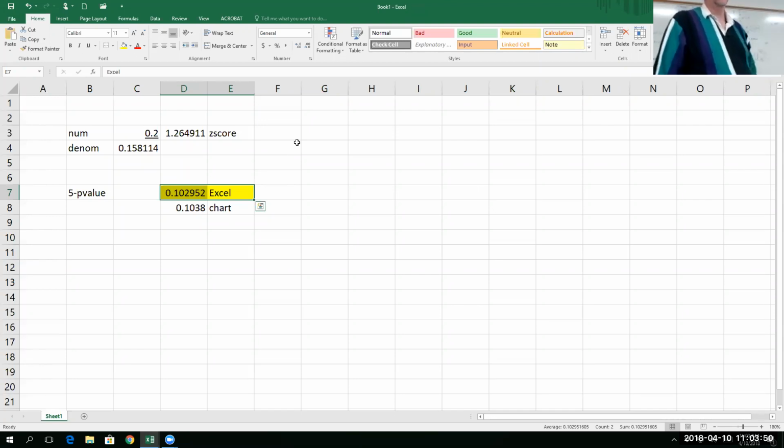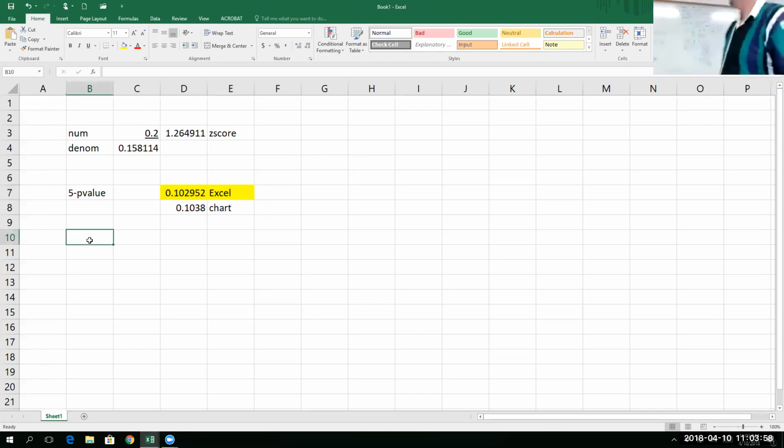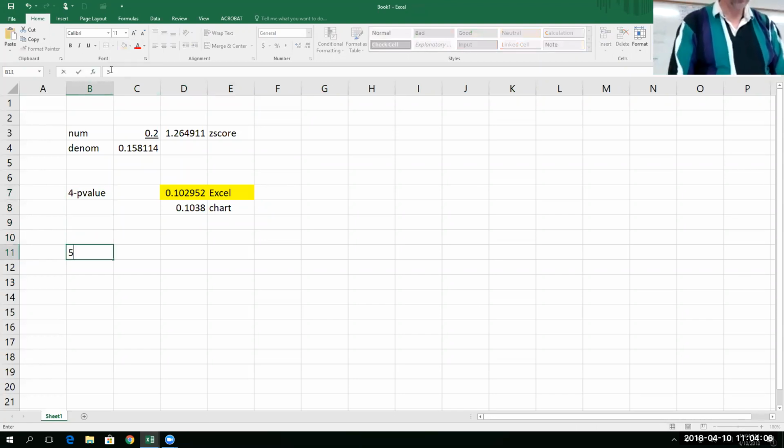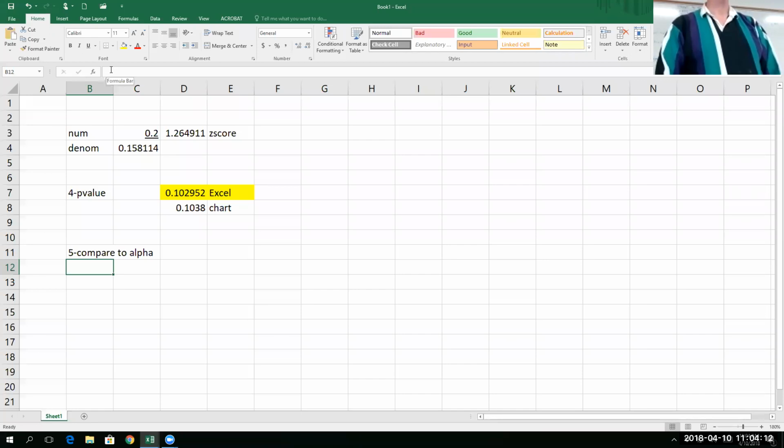Okay? All right. Now we're on to step number 5. It says compare to alpha. Oh, sorry, that was step 4. Step 4 was your p-value. Step 5 is compare to alpha. And I didn't give you an alpha, so what do you assume the alpha is? 0.05. So in this case we're comparing 0.102 with alpha's 0.05. That's my p-value. This is my alpha. Okay?